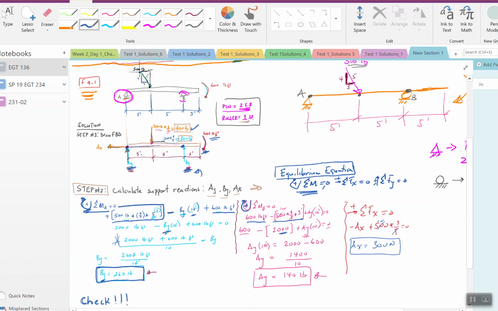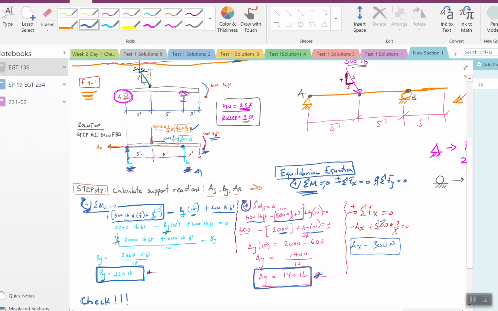And then our Ay, A sub y, is 10 feet away from By. It's a force that we don't know and that we want to calculate, and that's what you have here. That's going to be in a clockwise position. You do the math, you get Ay equals 140 pounds.